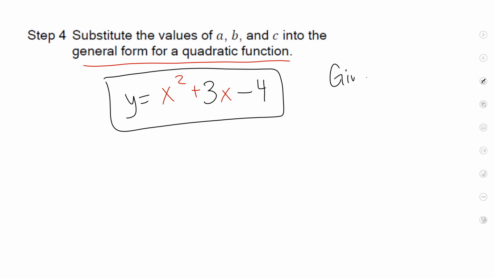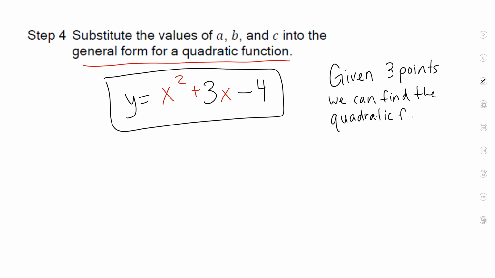Given 3 points, we can find the quadratic function, or not find, we can create, or we can formulate the quadratic function, and that's it. Okay, any questions on that part? I'm going to do another example, okay?